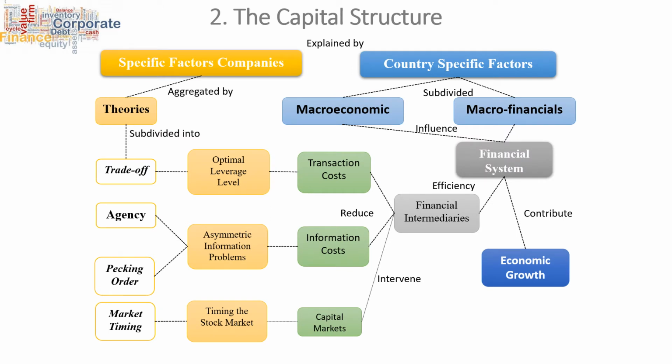The capital structure is explained by company-specific factors and country-specific factors. The company-specific factors are aggregated by theories, like trade-off theory, agency theory, pecking order theory, and market timing theory. On the other side, the country-specific factors are subdivided into macroeconomic and microfinancial factors that together influence the financial systems, and the financial systems contribute to the economic growth of the country.